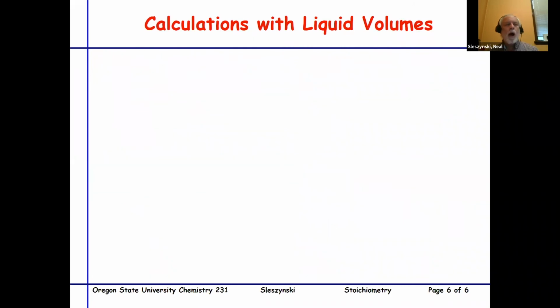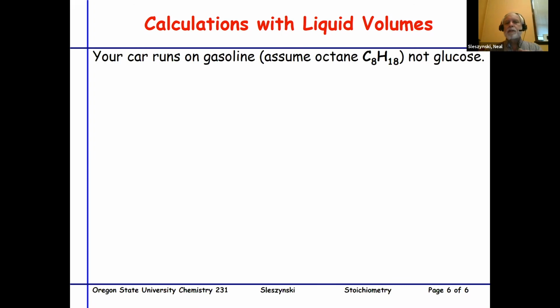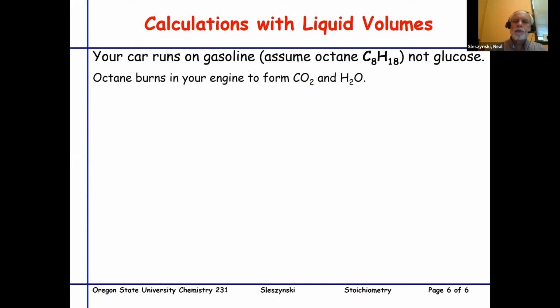Well, let's try one more problem, this time with liquid volumes, which will give us an exercise again in drawing these roadmaps and doing more complex calculations. So your car runs on gasoline, not glucose. For ease of calculation, we're going to assume that gasoline, which is a mixture, is entirely present as the molecule octane, C8H18. Octane burns in your engine to form carbon dioxide and water, just like glucose burns in your body to form carbon dioxide and water.